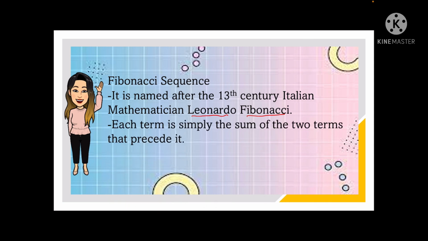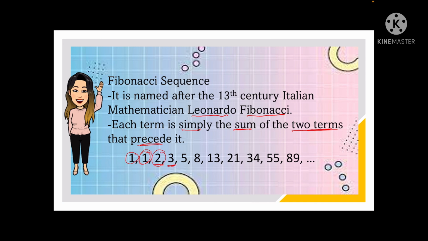Each term is simply the sum of the two terms that precede it. Precede, another term for that word is the previous or the previous number. Okay? So, let's say we have the given 1, 1, 2, 3, 5, 8, 13, 21, 34, 55, 89. If you will observe the given, in order to get the next term, you will just add the numbers that precede. For example, 1 plus 1, the answer is 2. And then, 1 plus 2, the answer is 3.